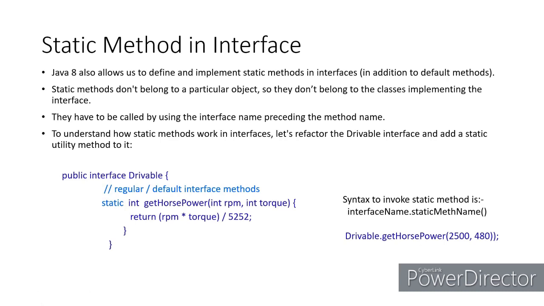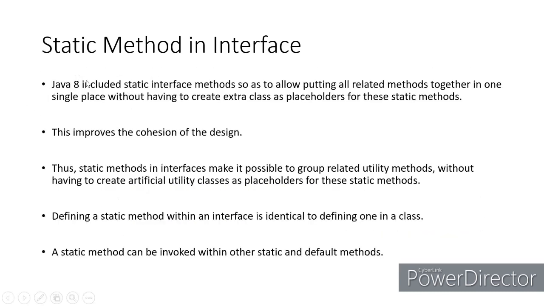The way of invoking it will still be the same, but my implementing classes will have this utility method readily available to them, and I need not implement it inside the class car, or inside the class bus or anything. So that is what it is trying to say. Java 8 included static interface methods so as to allow putting all related methods together in one single place without having to create an extra class as a placeholder for this static method.